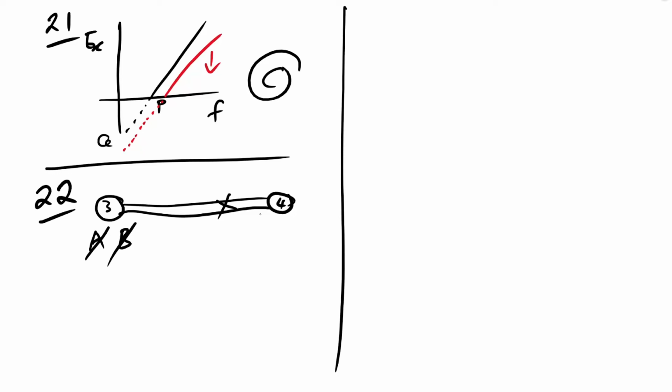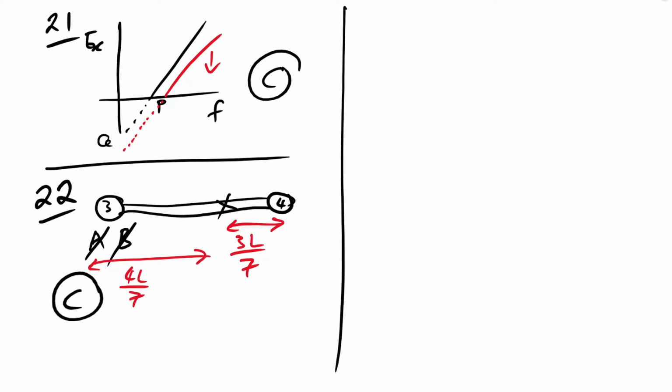Well, you should know this, that this distance here is going to be 3L over 7, so therefore this is going to be 4L over 7. So the answer is C. Basically, it's just a ratio of the mass compared to the total mass. That's it. 23, we have a speed time graph.